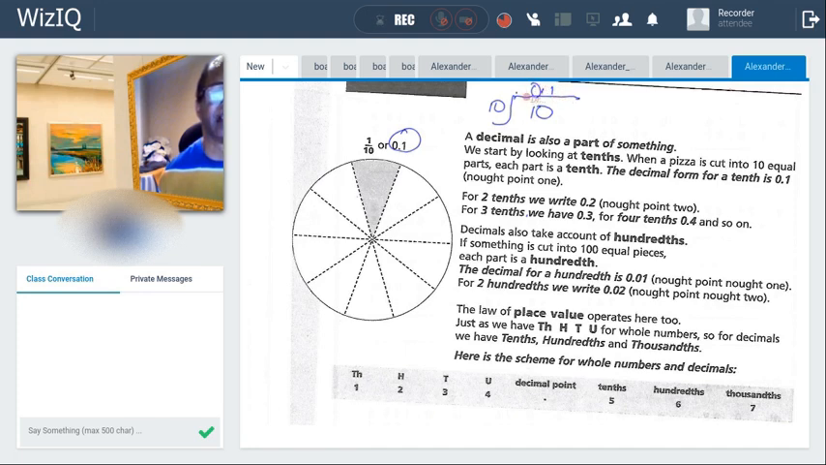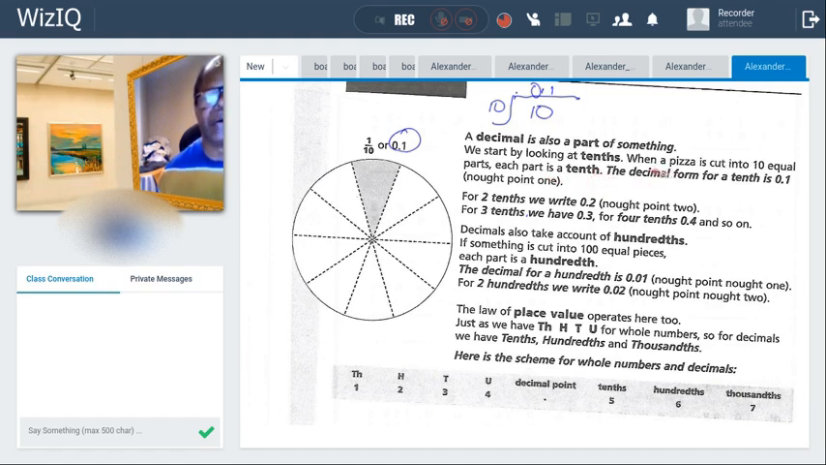Because what would have been here is a whole number, but when you put the decimal point down, you drop down a 0. You add a 0, the very same thing we had been doing. If we are continuing, we just add the zeros as we go along. So a decimal is also a part of something. We started by looking at tenths.